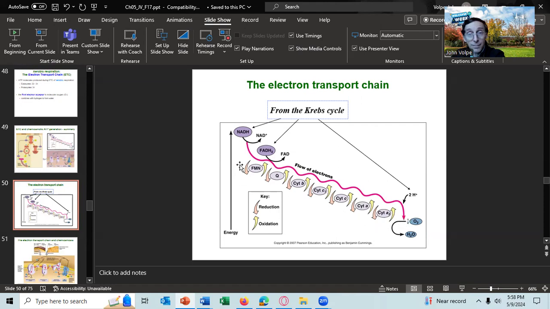At this stage of the electron transport chain, you have a whole bunch of oxidation-reduction reactions happening. Reduction is the gain of the electron, oxidation is the loss of the electron. Any question about any of that?